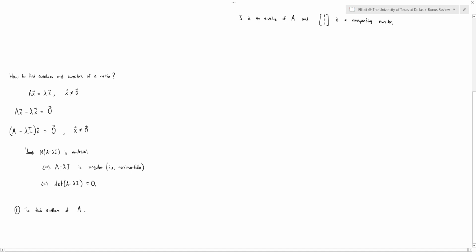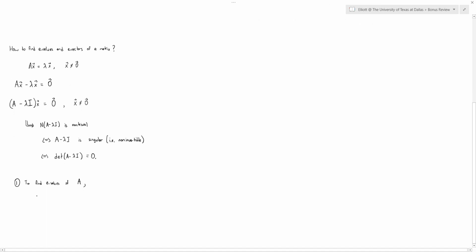So to find the eigenvalues of A, what you want to do is calculate the determinant of A minus lambda I, set it equal to 0, and solve for lambda. We'll do some examples so you'll see how that works. But this is how we're going to be calculating the eigenvalues of matrices in this class.